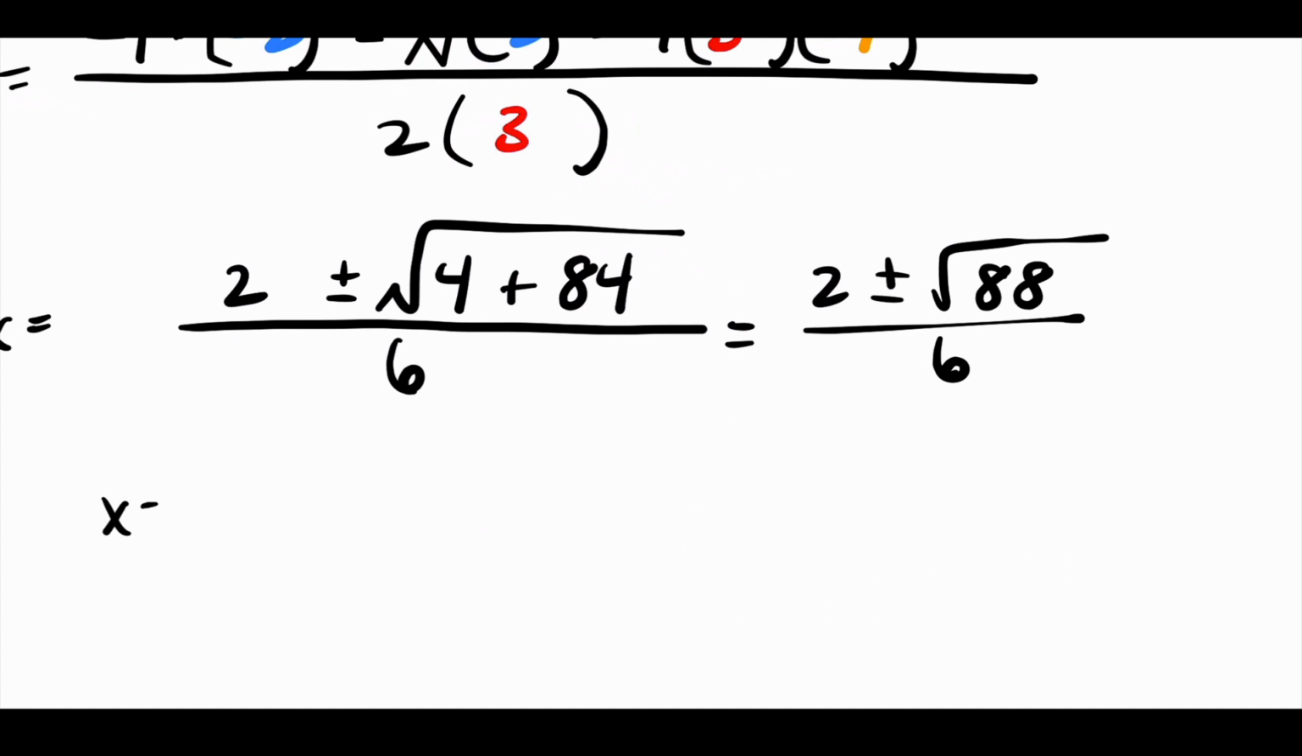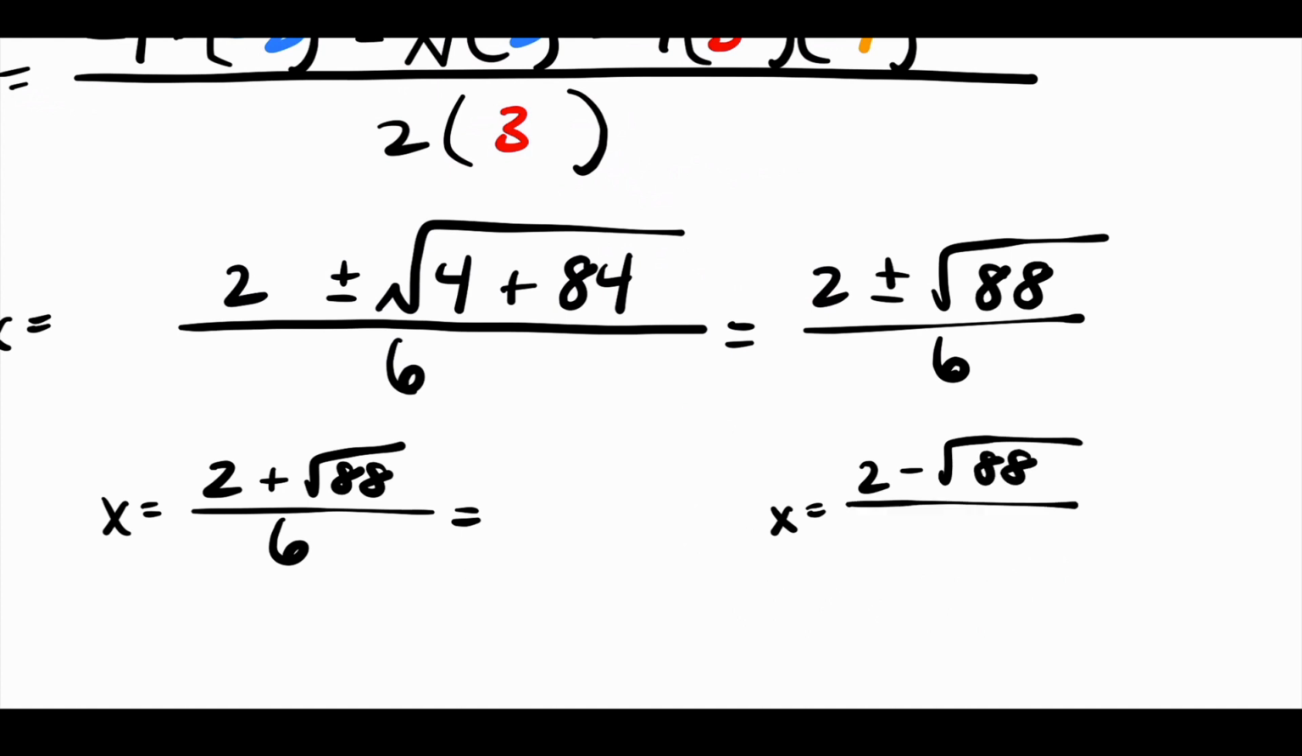So this is what I'm going to have. I have 2 answers. The first answer I'm going to get by taking 2 and adding it to the square root of 88, and then dividing by 6. And then the other one I'm going to get by subtracting 2 minus the square root of 88 over 6. Okay? Now the square root of 88 is not a whole number. It's like 9.2, 9.3, something like that. It's not a whole number. It's not a pretty number. Okay? That's why we're going to use the calculator.